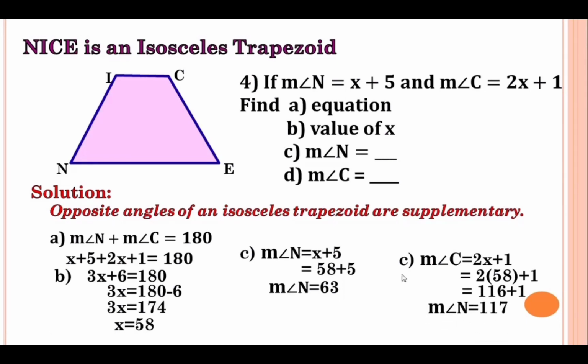117. So to check whether our answer is correct, you just simply add 63 and 117. Their sum must be equal to 180. So 63 plus 117 is equal to 180.